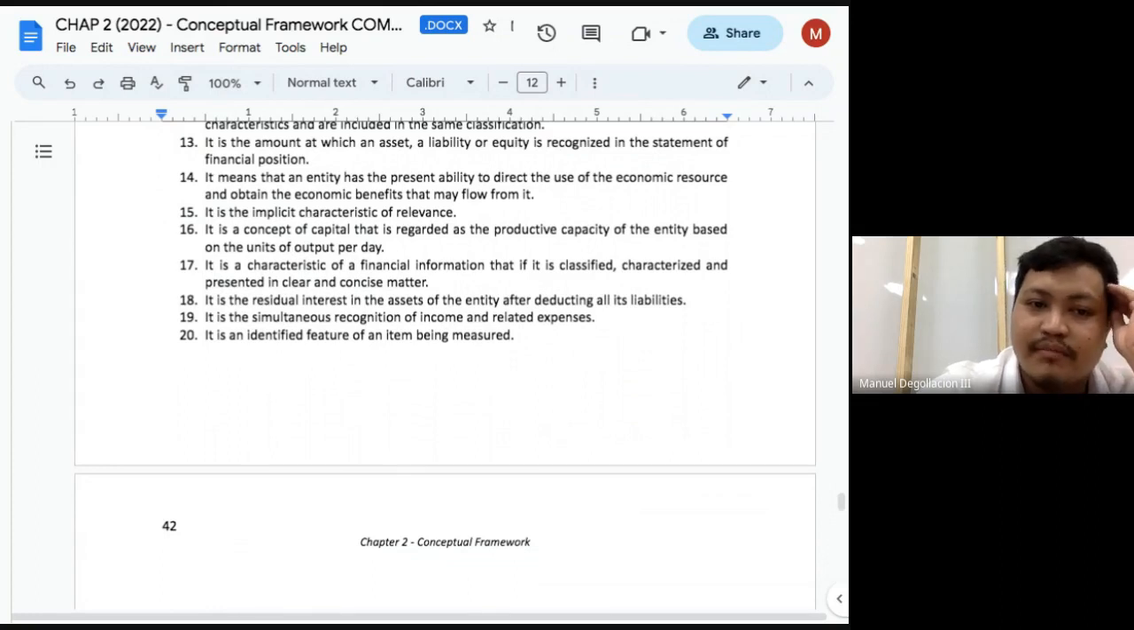Number 19, it is the simultaneous recognition of income and related expenses. What principle is being described here? 19 describes your matching principle. You match the revenue with the related expenses. Number 20, it is an identified feature of an item being measured. The answer here would be your measurement basis. Number 20 is measurement basis.